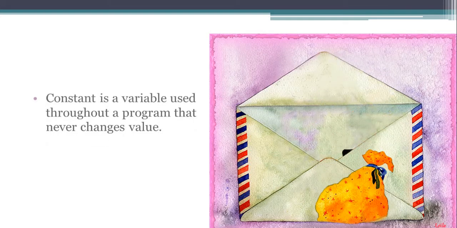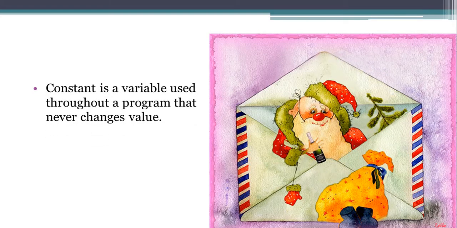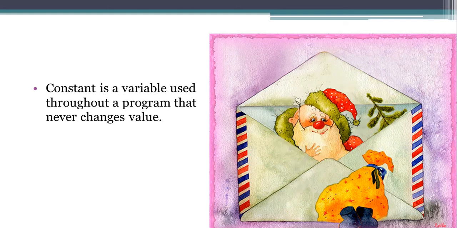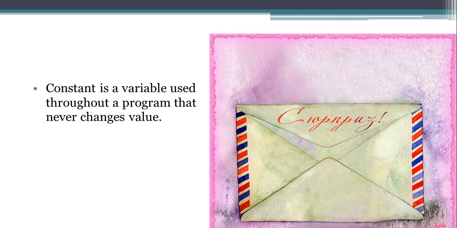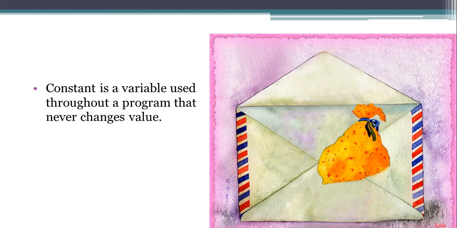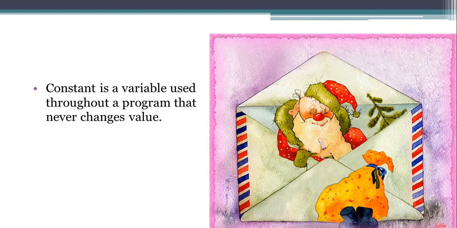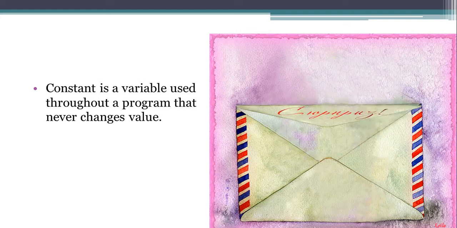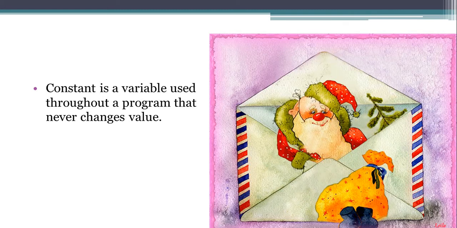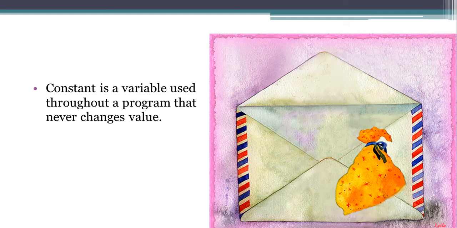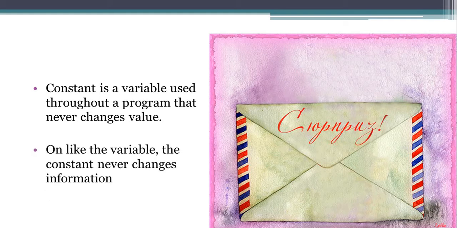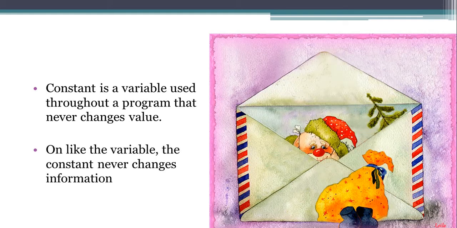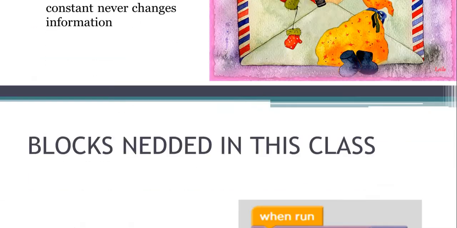Now we say a constant is a variable used throughout a program that never changes its value. Now there's a difference between constant and variable. A variable is a placeholder where files are kept, while a constant is a variable that we can use throughout a program. The difference is that a variable changes its form. We can edit a variable, but a constant cannot be edited. Unlike a variable, a constant never changes its information.